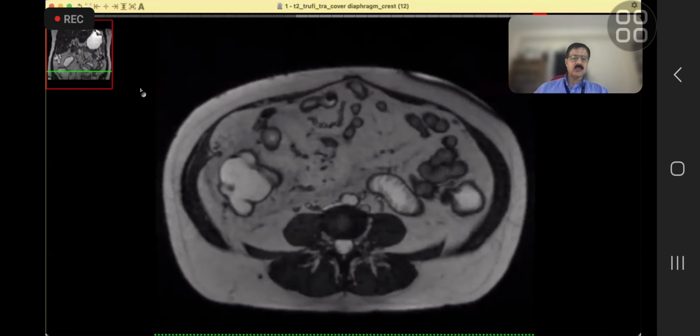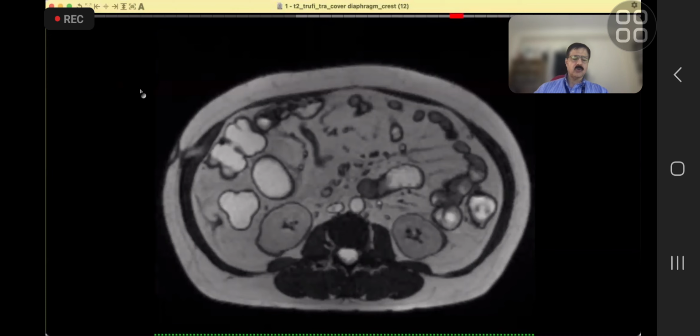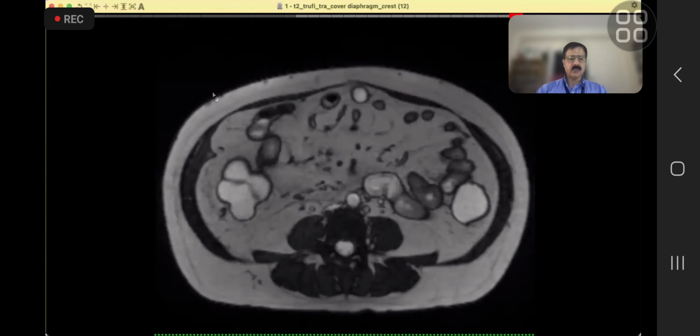I'll show you two axials. One is for the upper abdomen and one is for the lower abdomen. This is the upper abdomen axial. Then I'll show you the lower abdomen axial.